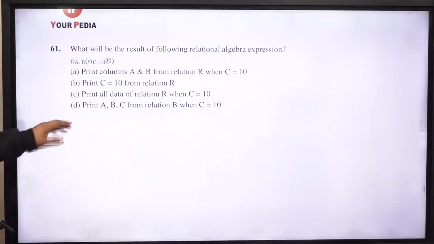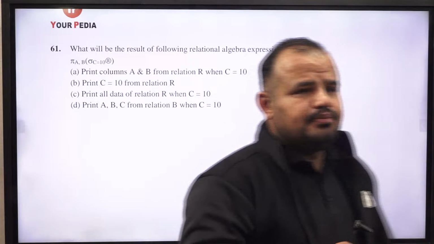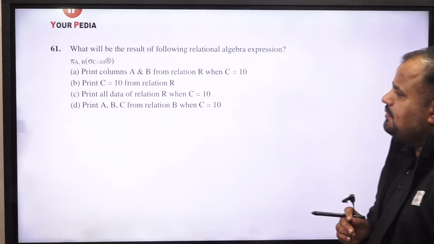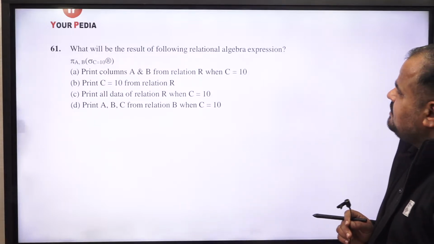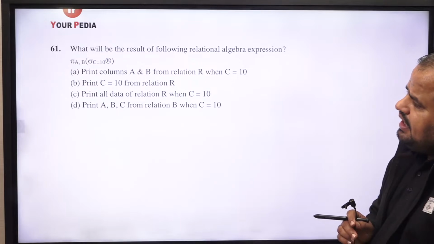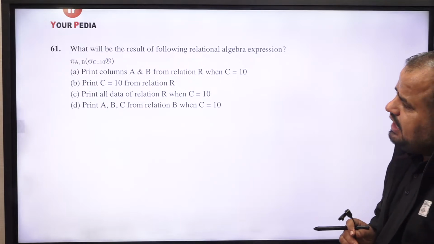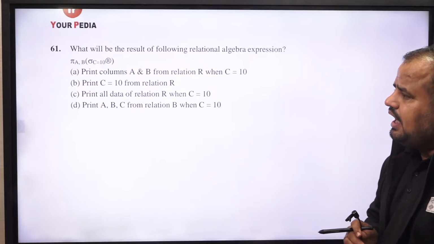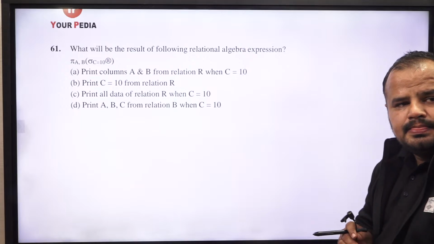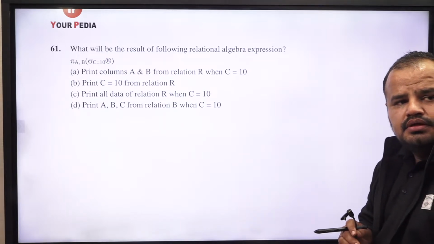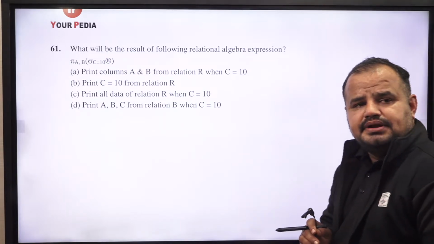Now, tell me the output of this type of problem. Relational algebra. Tell me the correct answer of this type of problem. What will be the result of the following relational algebra? Project A comma B, and then you have to select C equal to 10 from the relation R. Nishu is saying A, Panit is saying A.